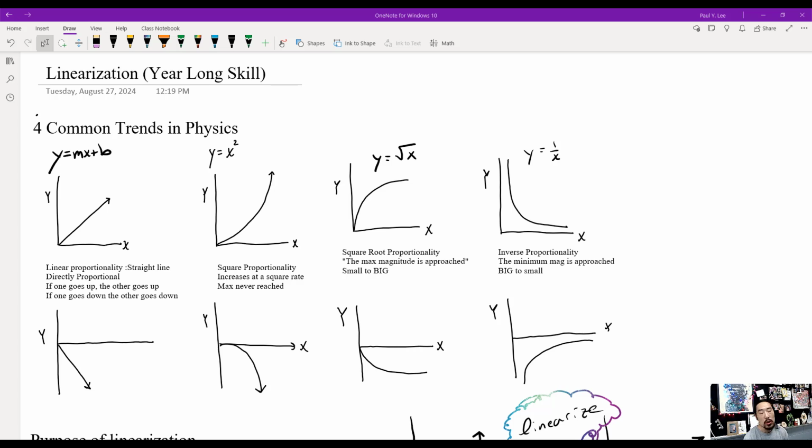In this video here, we're going to go over the skill of linearization. Now, linearization is something that we will do for the entirety of the year, and it is a very common type of problem that they ask for FRQs.